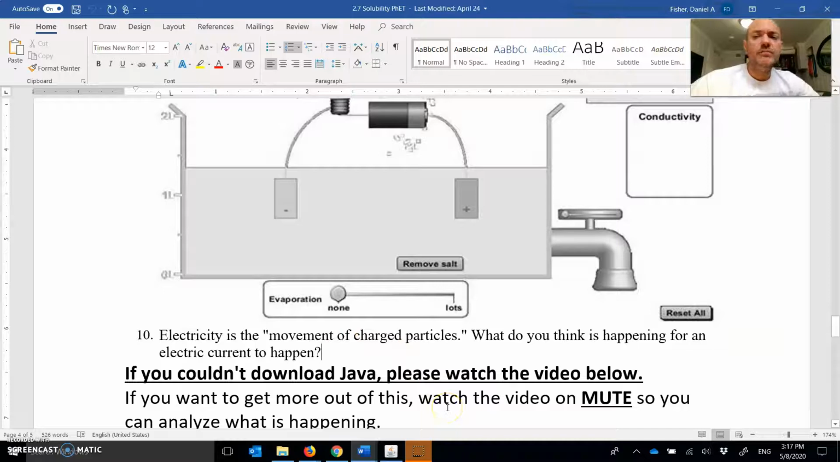Electricity is the movement of charged particles. And what do you think is happening for an electric current to happen in here? Maybe think about what charged particles are moving.